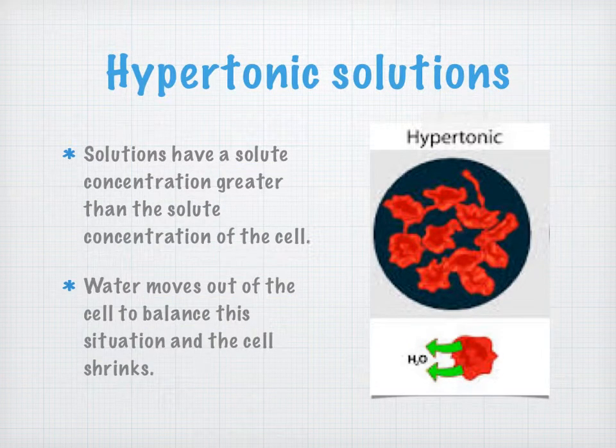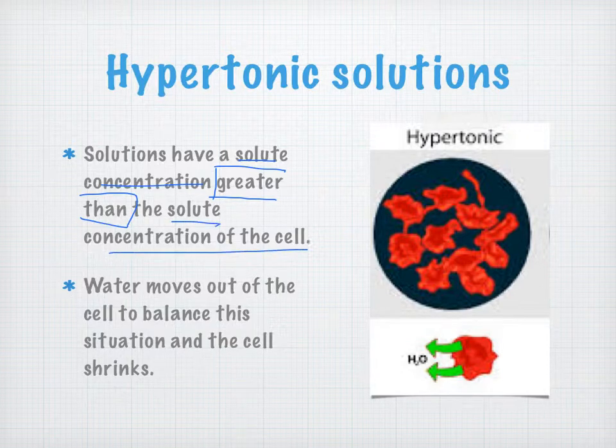In a hypertonic solution, the solute concentration is greater than the solute concentration of the cell. So this is where water moves out of the cell, and this causes the cell to shrink. So water moves out.